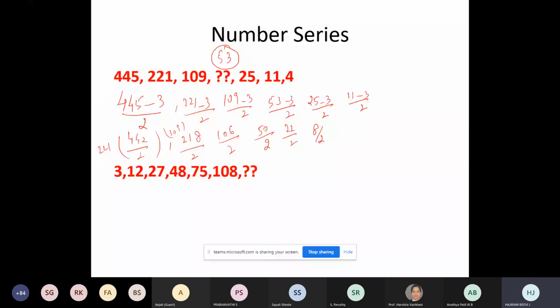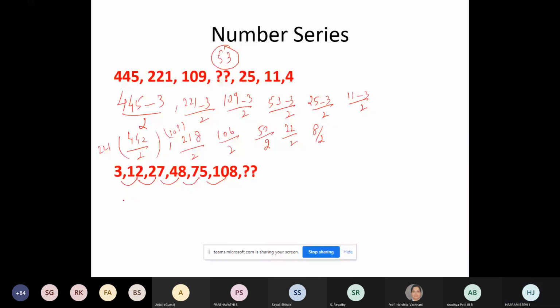Then the next one, 3, 12, 27, 48, 75, then 108. So here we don't have an idea how to find the value. So that's why we are finding the difference. So the difference between the first and second term, it is 9. So this one is 15.